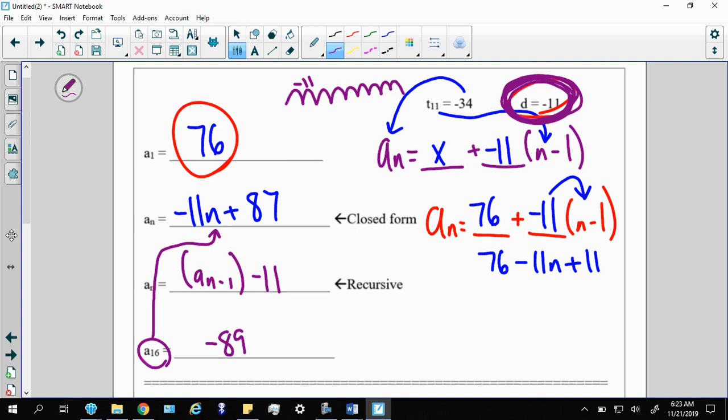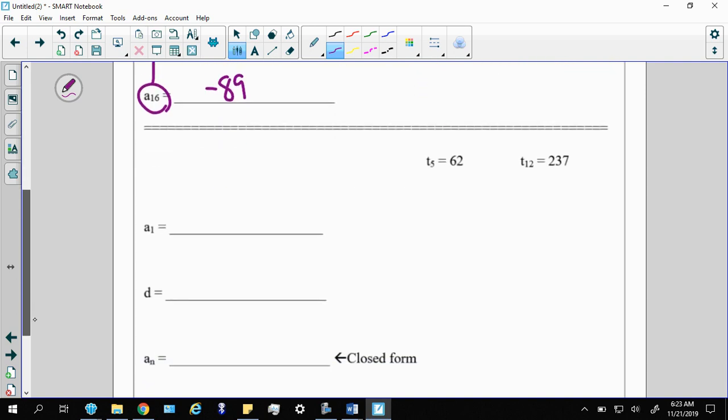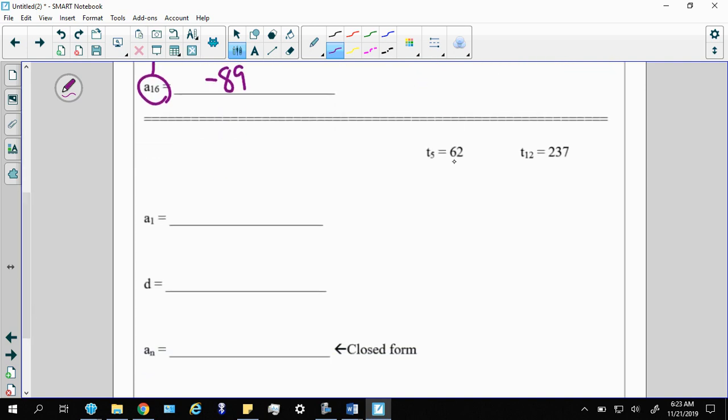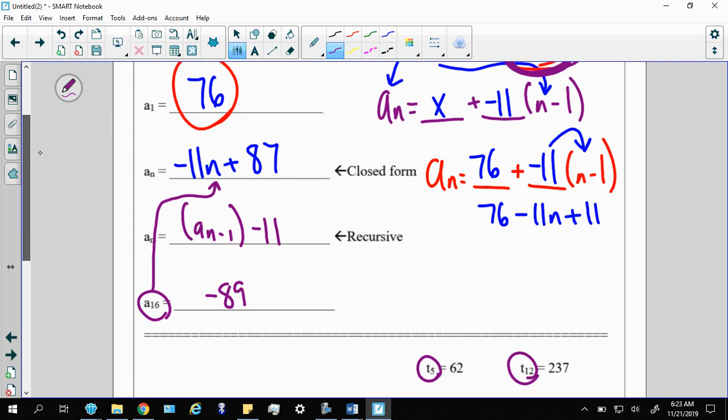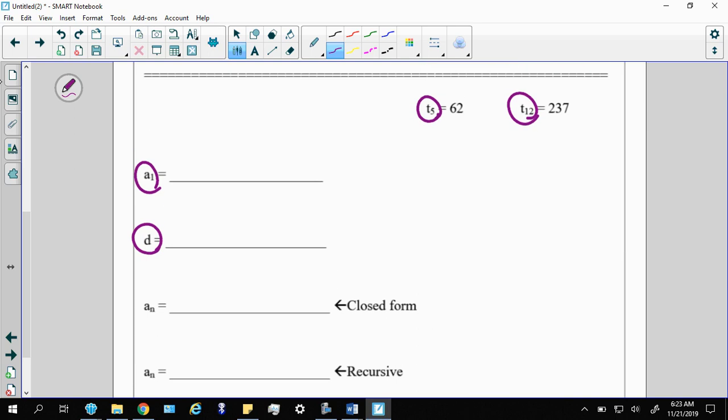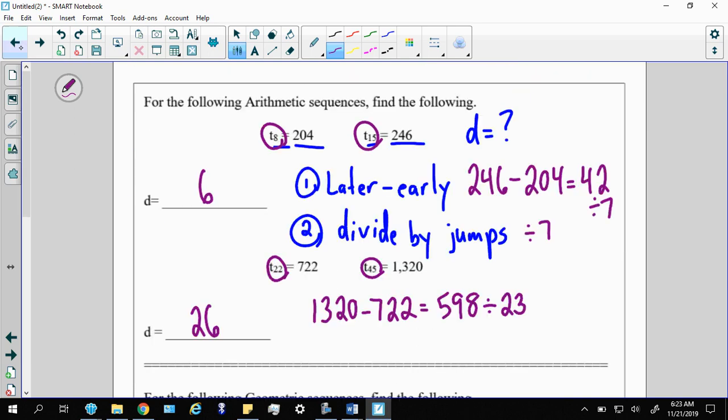Pretty simple. All right. Now, notice what we have here. We have our 5th term. We have our 12th term. Uh-oh. We need to find our first term as well as our common difference. So we're literally doing the same exact thing as we did up here. The only difference is we got to do one thing beforehand. Now, let me show you something. Remember what you did right here? Later and earlier term? This is what you're starting the problem off with. It's the exact same question.